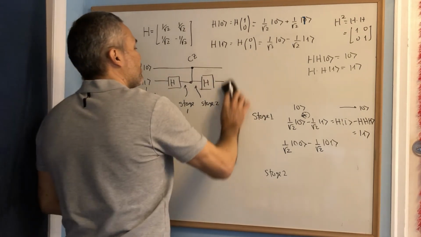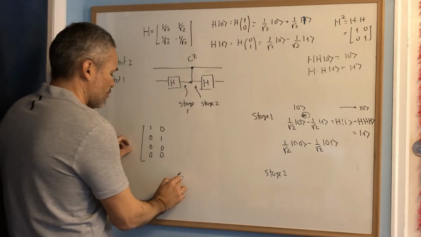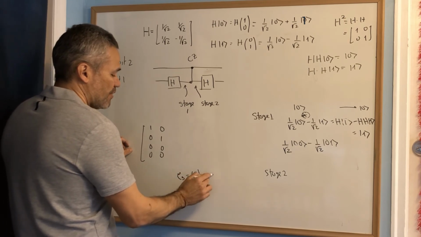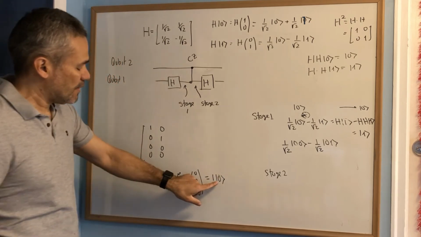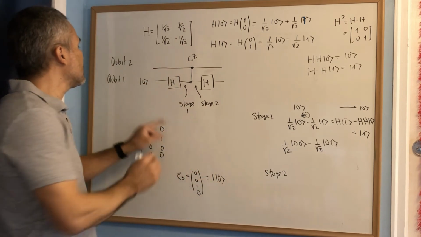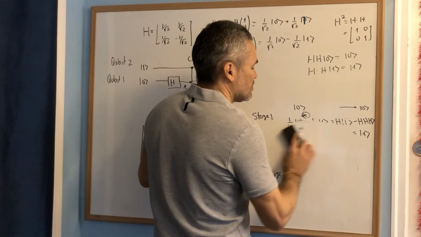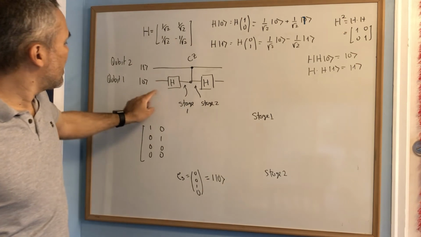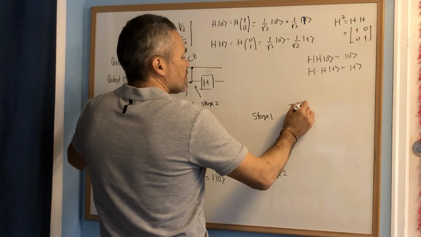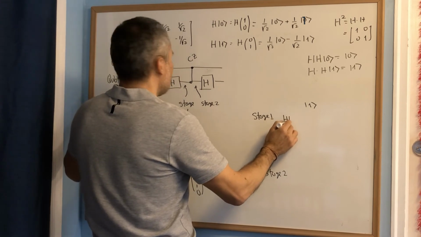What would be the third column? For the third column, we need to apply the transformation to E3, but E3 is identified with this qubit, 2 qubit. It means that qubit 1 is at stage 0, and qubit 2 is at stage 1. Then after stage 1, qubit 2 is going to stay the same, right? And qubit 1 is going to change into h of 0.